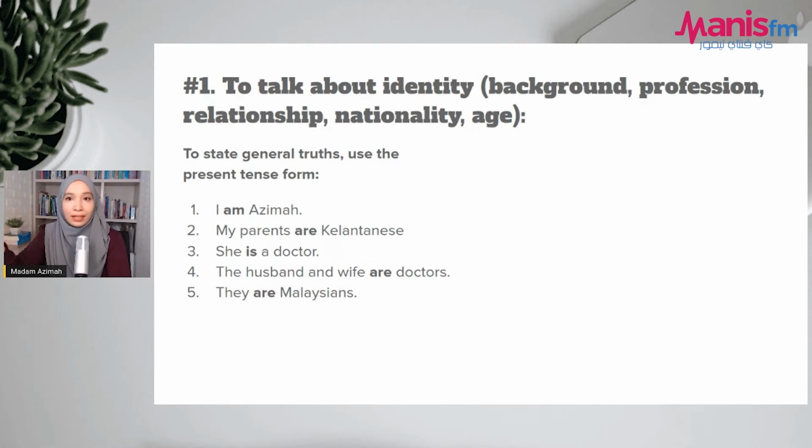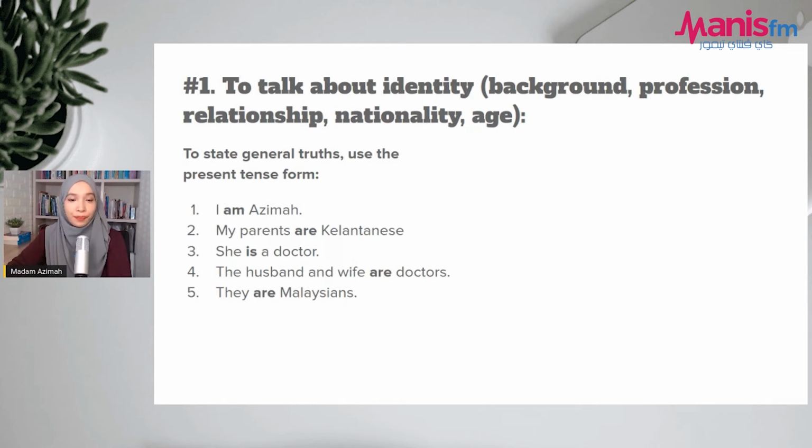So I want to talk about myself. I want to introduce my name. So I say I am Azimah, not I Azimah, but it would be I am Azimah. I have to link I with Azimah using the be verb. I am Azimah or I'm Azimah. My parents, this would be they, right? They are Kelantanese. My parents are Kelantanese. So I have to use are there because it's in the plural form. And as we've learned before, are is used with they. And my parents would be they.